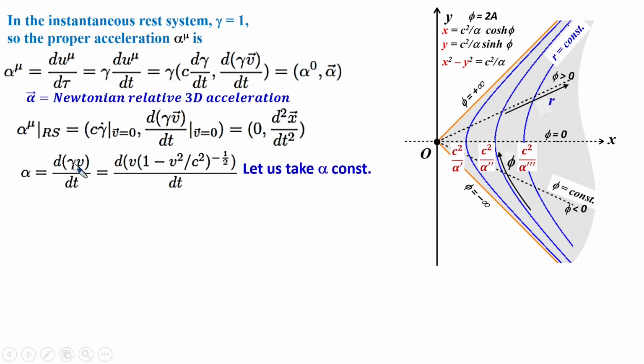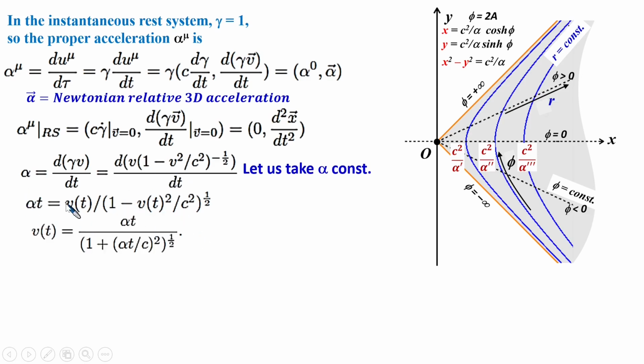Now I introduce this Lorentz factor, so this is v times gamma. Gamma is 1 by the square root of 1 minus v square by c square. Now I take this dt to this side and integrate it, and I get alpha t, and if I take the integral of dx, I will get x. So that is what I have written here. It is the same thing.